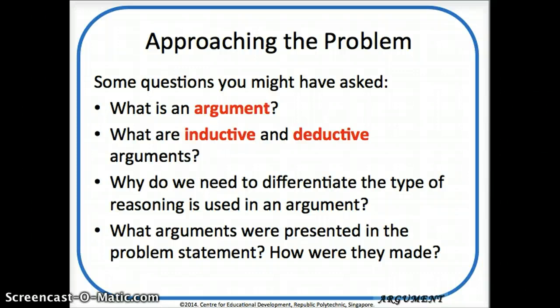What is an argument? What types of arguments are there? You would have discovered by solving today's problem that there are two main types of arguments, namely inductive and deductive arguments. Other questions you might have asked include: so what are inductive and deductive arguments? Why do we need to differentiate the type of reasoning used in an argument? What arguments were presented in the problem statement and how were they made?